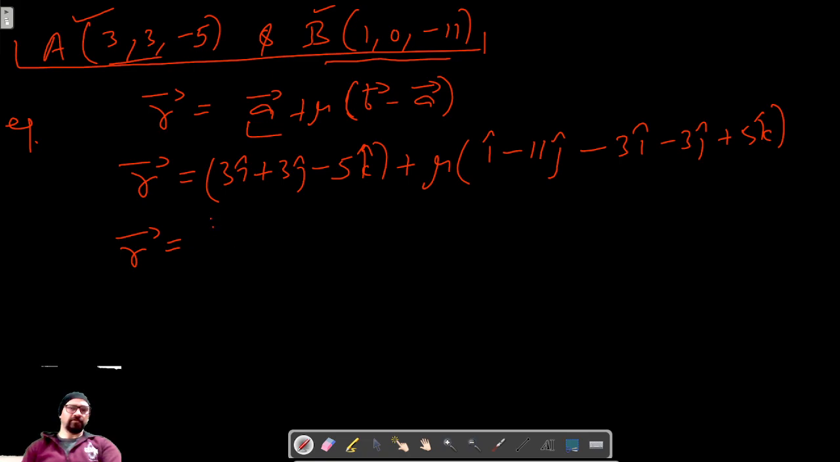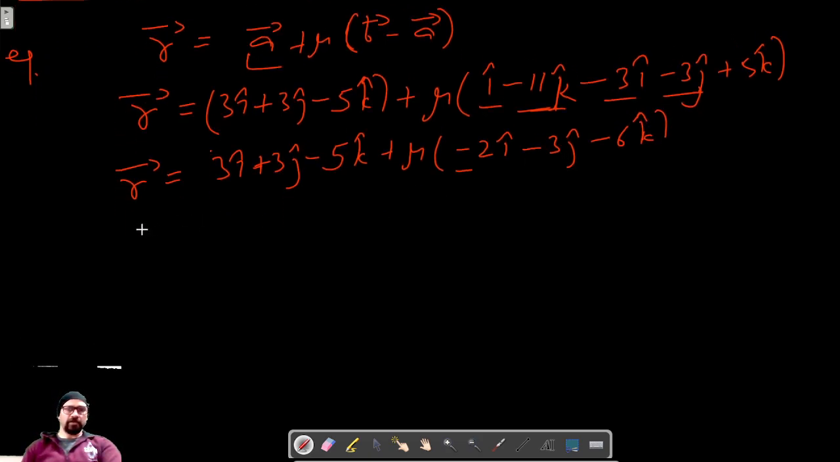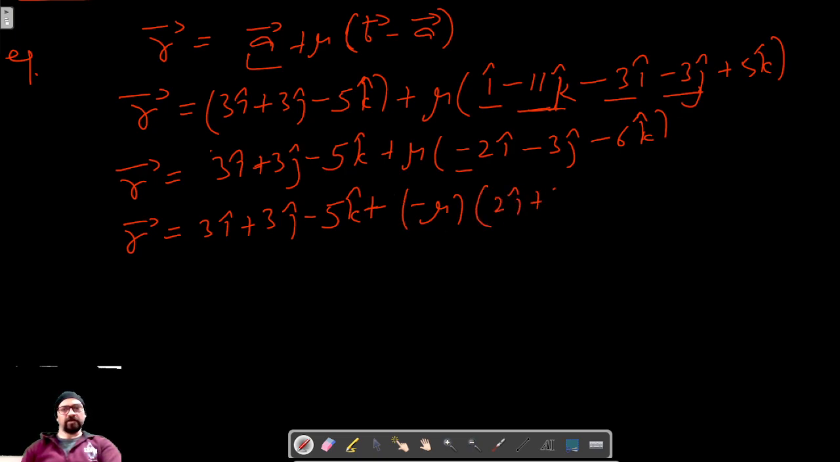And if I simplify this, this would be 3i cap plus 3j cap minus 5k cap plus nu into, i minus 3i is minus 2i cap, minus 11. This is actually k cap minus 11k cap. So first of all, let me write down the j caps: minus 3j cap, and minus 11 plus 5 is minus 6k cap. And if I take negative common here, so this is 3i cap plus 3j cap minus 5k cap and negative nu. So this is plus into negative nu, and negative nu is still a constant, so I will write it as nu. So plus this is 6k cap.